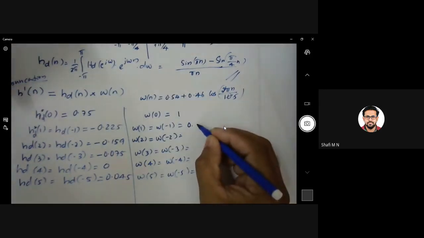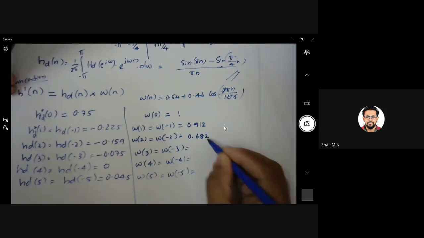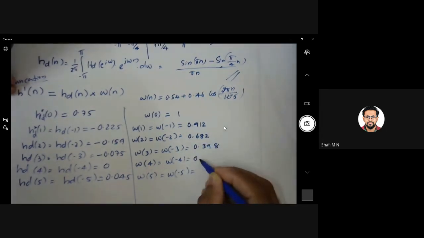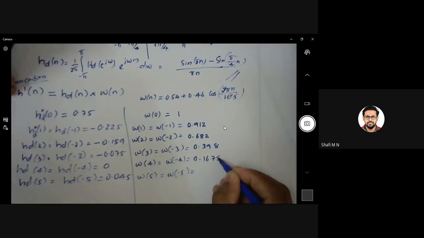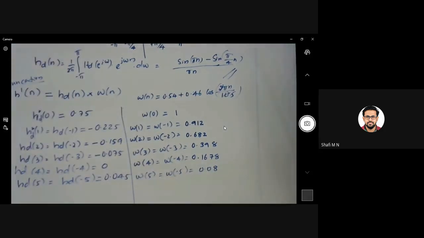So this is 0.912, I think, and this is 0.682. This is 0.398. You just please cross check. Then 0.168, and 0.08. That will be your particular Hamming window. What is the length of this Hamming window? It's 11. From minus 5 to 5 is the span, so it's 11.